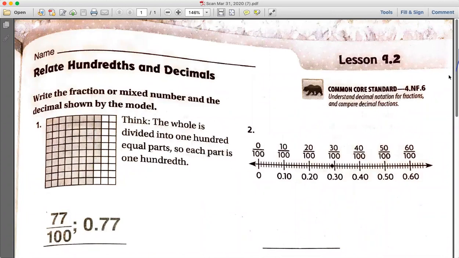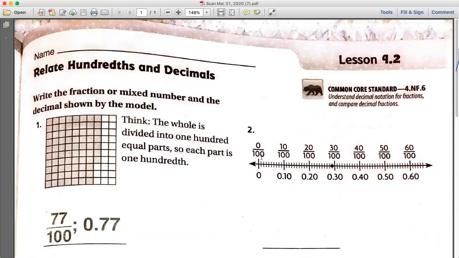It says write a fraction or a mixed number and the decimals shown by the model. Okay, so 77 of these little squares out of 100, it's separated into 100. So you would say 77 hundredths. And the way you would write this one, you would say 77 hundredths, but you write it with 0 wholes and 77 hundredths. Okay, let's look at this number line right here.